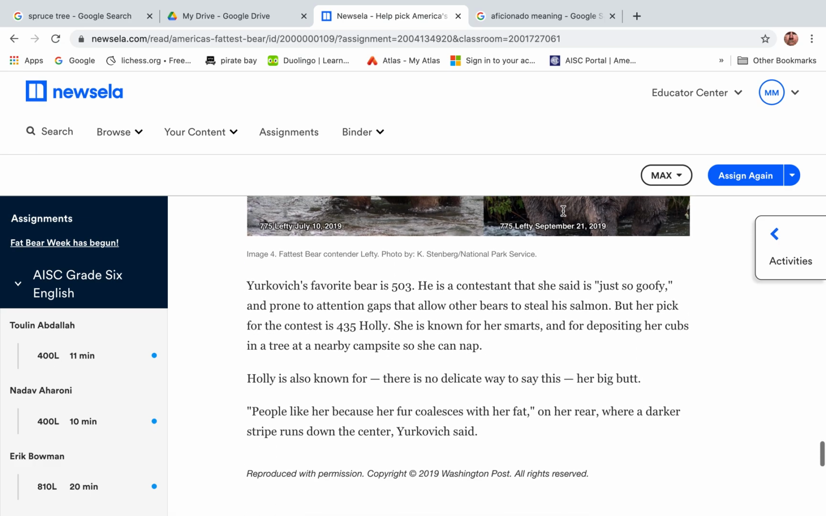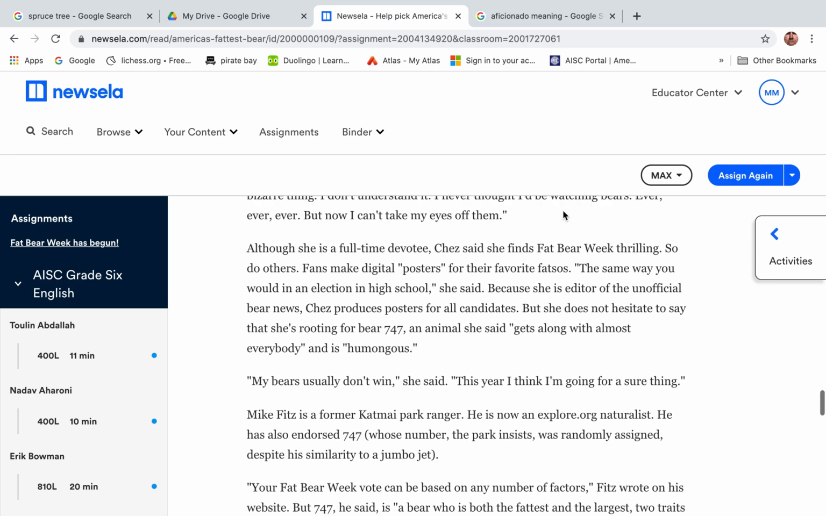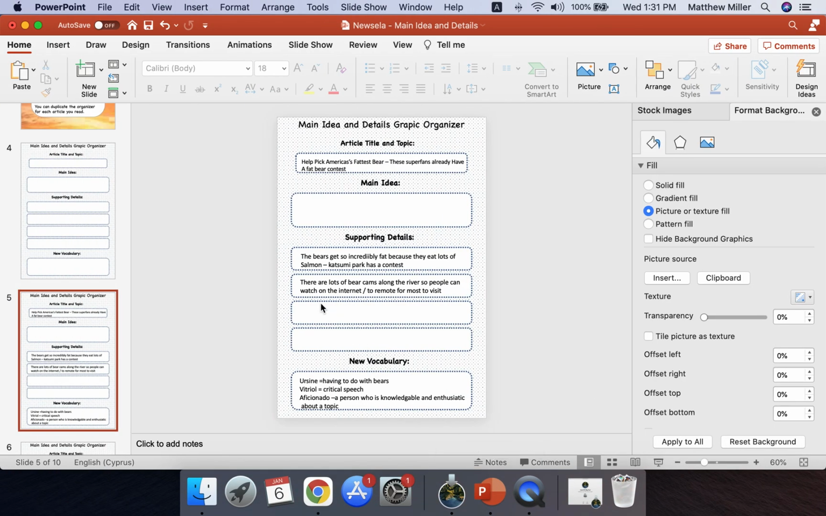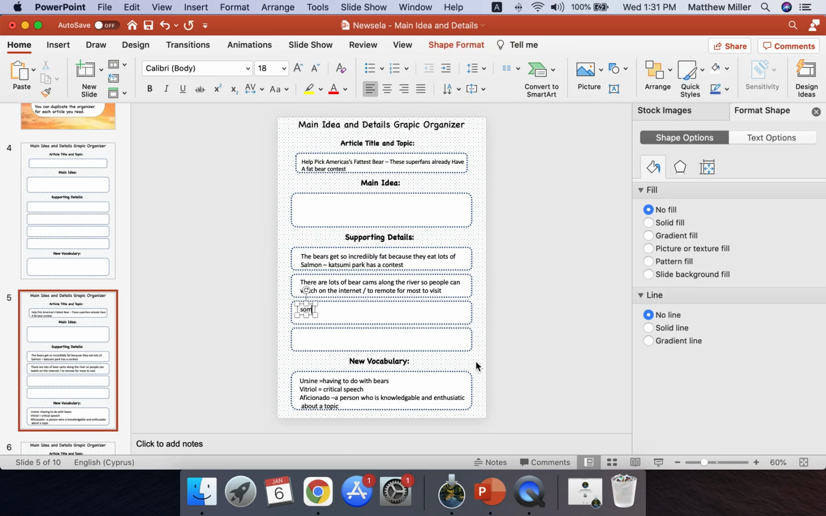Well, that's it. Okay. Well, what are some other important facts here? I think another important fact is, let's see here, they have a newspaper. Someone created a Fat Bear online newspaper.